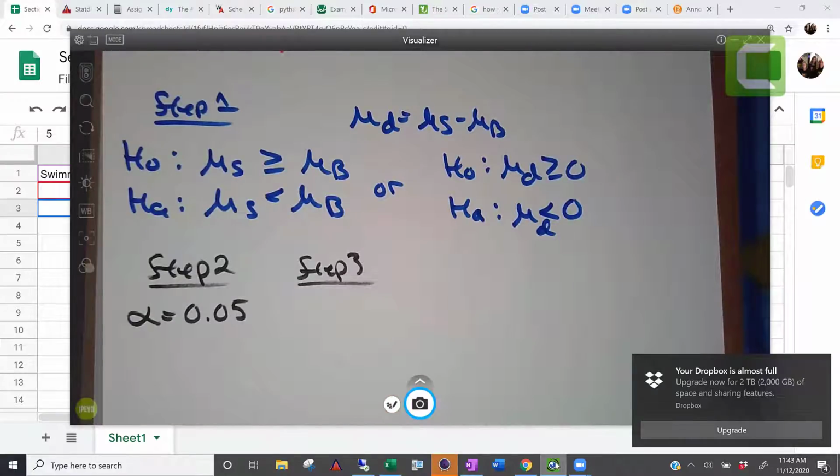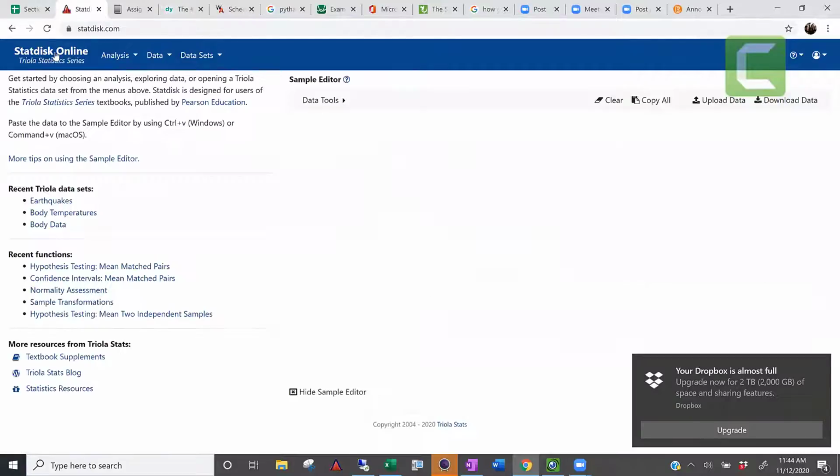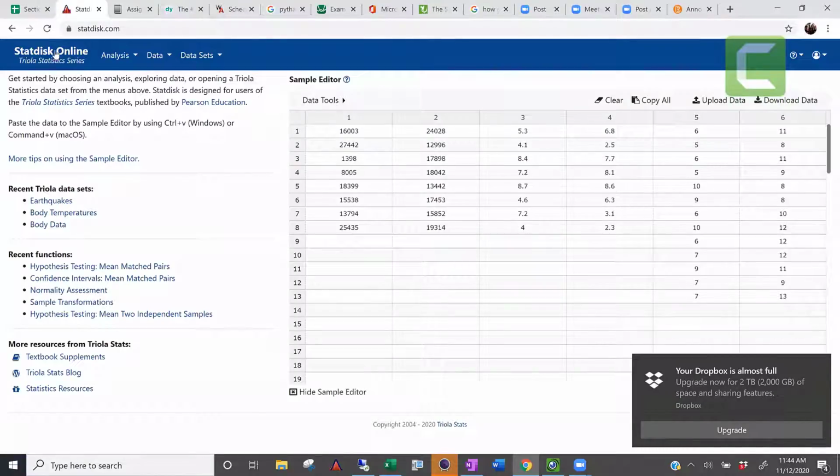Step 3, we should input our data. I'm hoping that that data got to you and you can paste it into Statdisk. So there's Statdisk. If you click Statdisk online, you should see your sample editor. And I have my data in columns 5 and 6. So step 3, we're all set. Input the data.